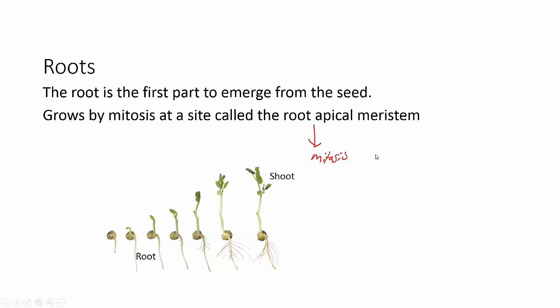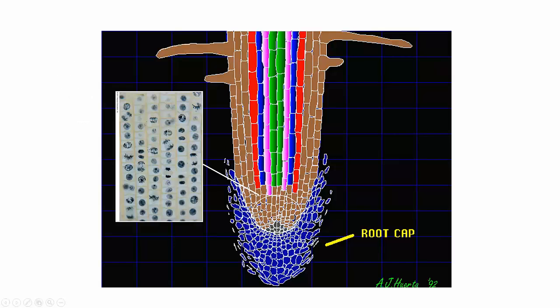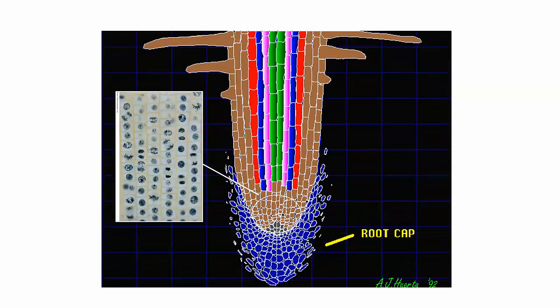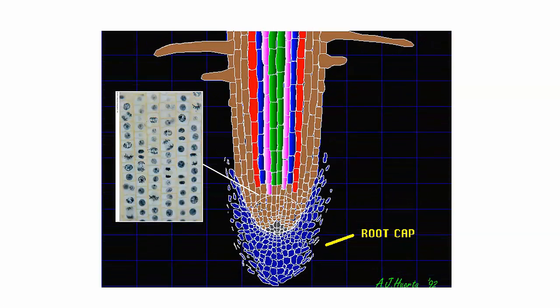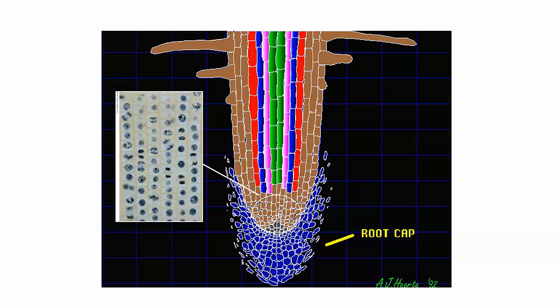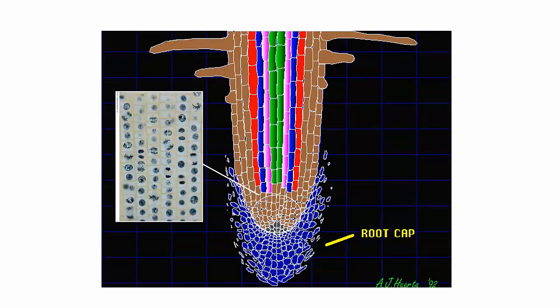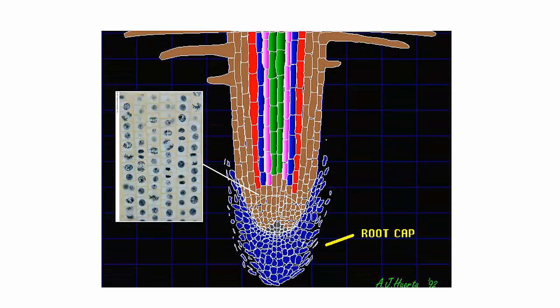So a root is shaped kind of like that, and there's a region towards the end that divides by mitosis, allowing the root to get longer and longer and longer. In this diagram, we can see a root growing. This area that's kind of circled in here, this is the root apical meristem. That's where mitosis is happening, and then as the root elongates, the older cells mature into mature tissues.